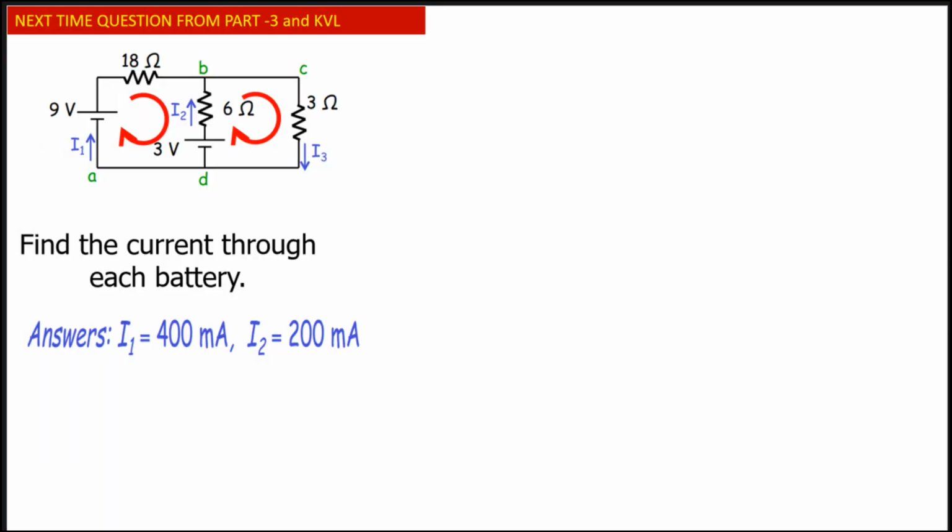Here is our next time question from the previous video. This question is simply asking us what is the value of current passing through each battery. Or I can simply say you need to find what is I1 and you need to find what is the value of I2. In order to answer this question, we need to understand KCL and KVL.